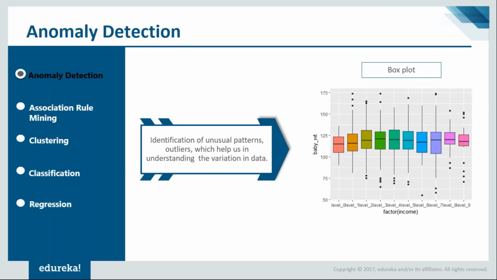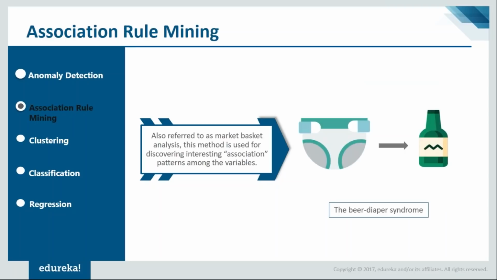Prior to processing of the data, we need to make sure that we do some processing on the outliers. That is, either we remove the outliers or we do a bit of adjustment to the outliers, and then we come to the main analysis part with the data. The next technique is association rule mining. This is also known as market basket analysis.